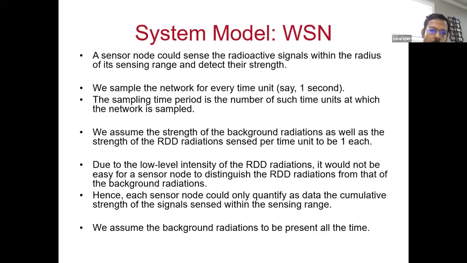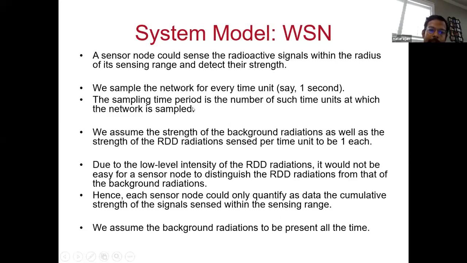Then we're also going to assume that the sensor nodes can sense the radioactive signals within the radius of the sensing range. So the transmission range is for communication between the sensor nodes, and the sensing range is for the sensor node to be able to sense the radioactive signals within that sensing range, and then find out how much strength the signal is.